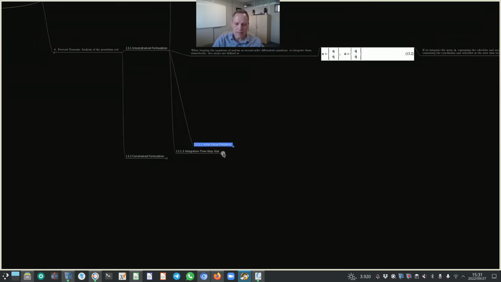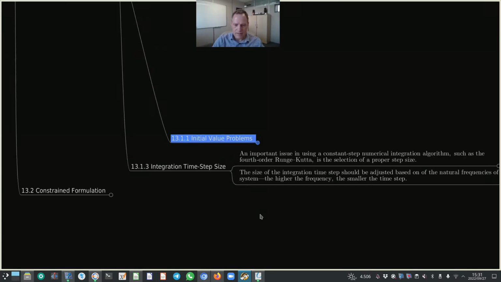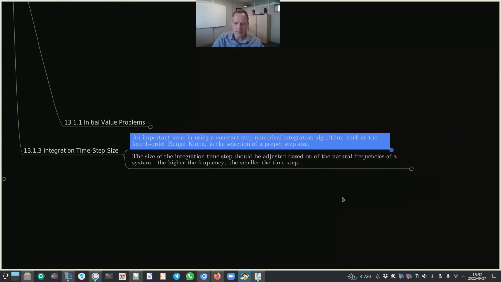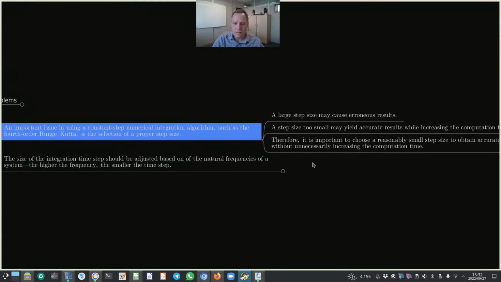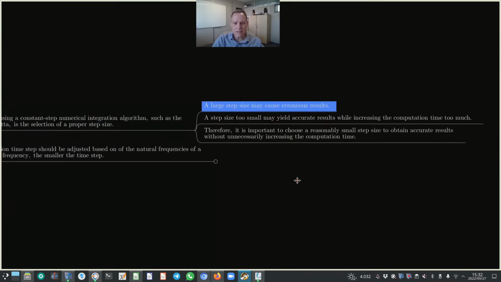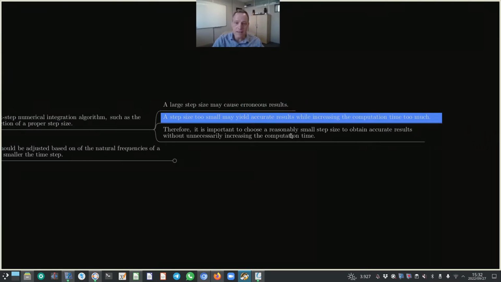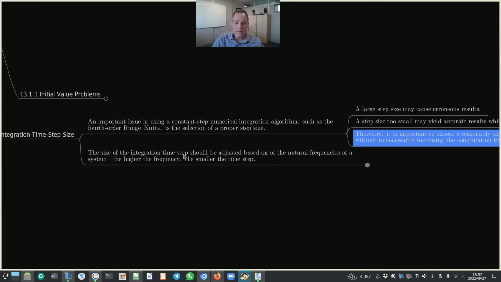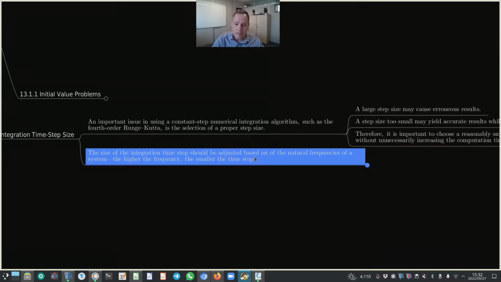Now let's look at integration time step. An important issue in using a constant step numerical integration algorithm such as the fourth order Runge-Kutta is the selection of a proper step size. A large step size may cause erroneous results. A step size too small may yield accurate results while increasing the computation time too much. Therefore, it is important to choose a reasonably small step size to obtain accurate results without unnecessarily increasing the computation time. The size of the integration time step should be adjusted based on the natural frequencies of a system. The higher the frequency, the smaller the step size.